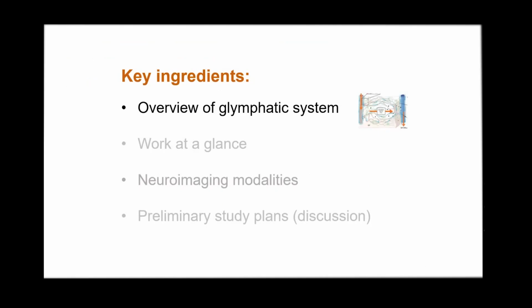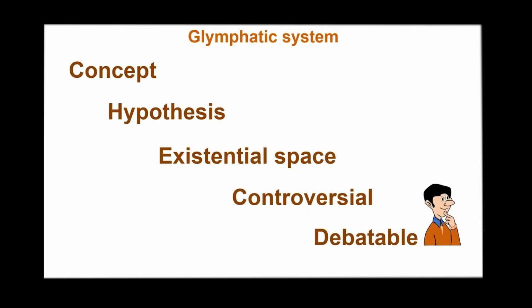I'll just give a brief overview of the glymphatic system and some of the work that I have been part of, especially the large mammal studies and also the proposed human studies that I'll be talking about, and also an overview of neuroimaging modalities that are currently being used to investigate this system in humans, and some preliminary study plans for discussions. So the glymphatic system concept was first developed in rodent models.